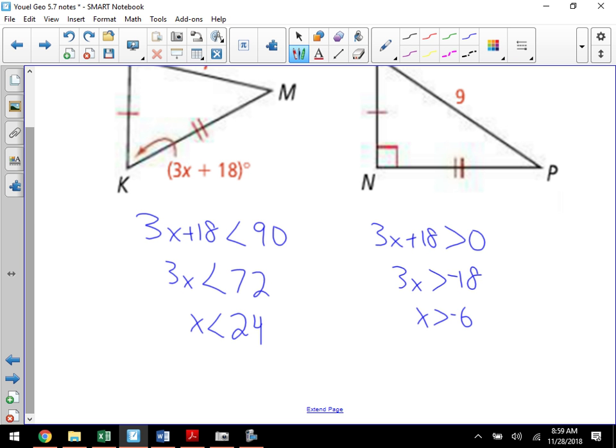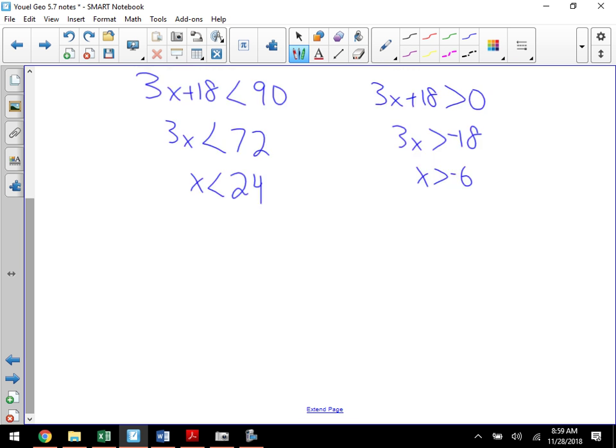Is it okay that you get a negative value for x? Yeah. Think about it. If you use negative 5 for x, what's 3 times negative 5? Negative 15. What's negative 15 plus 18? 3. So you still get a positive value. It's okay. That means your range, when you write it out as your final answer, has to be bigger than negative 6, but it has to be smaller than 24.